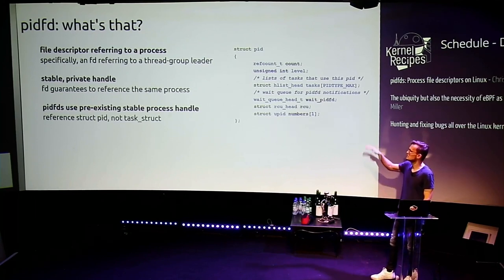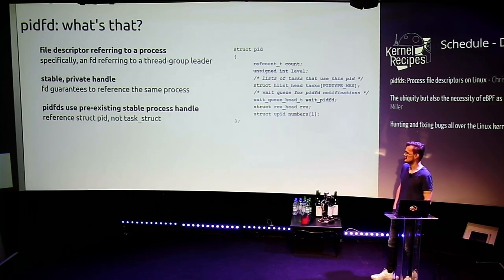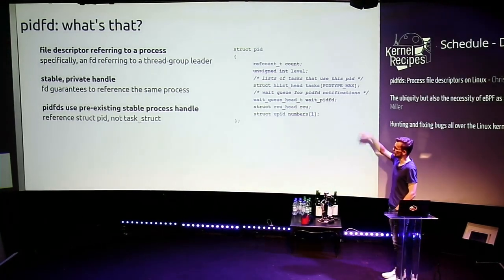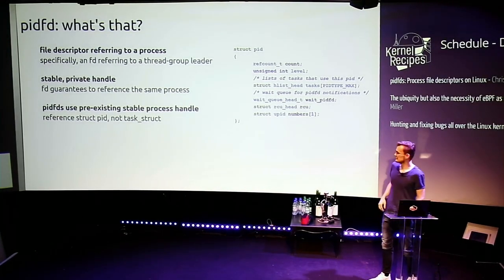And I'm going to go into the history briefly, like all other operating systems have similar concepts. So this isn't a completely novel idea. And it's a stable private handle. So the file descriptor guarantees the reference to the same process, which PIDs don't. They're not a stable private reference. And it uses a pre-existing stable process handle that we already have in the kernel, which is struct pid, which you see on the right. And it's not task_struct.